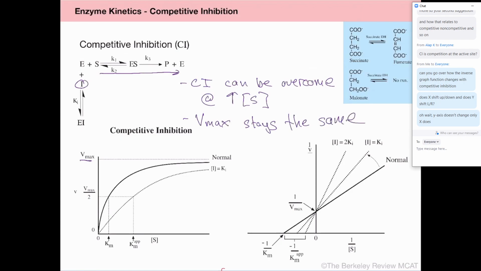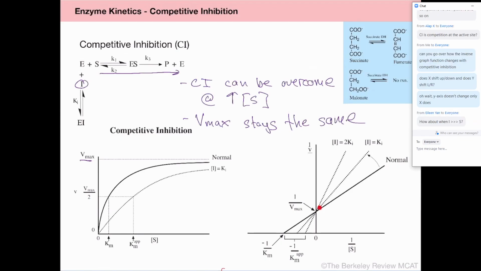And this is why the Lineweaver-Burk plot is so nice. When you plot this on the Lineweaver-Burk plot, you'll notice that the y-intercept doesn't change. Because the y-intercept corresponds to the Vmax, you know the Vmax doesn't change with a competitive inhibitor.